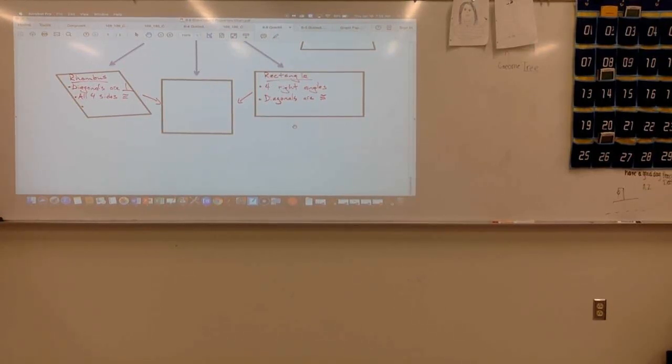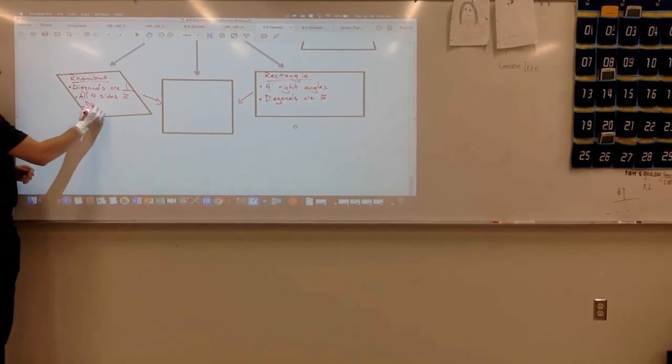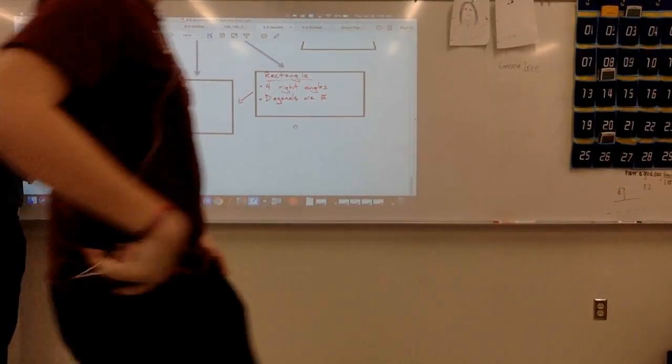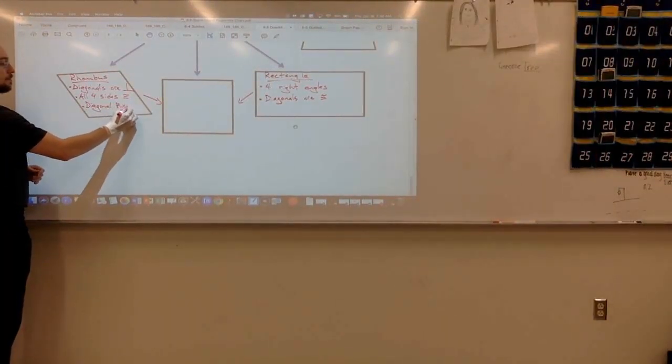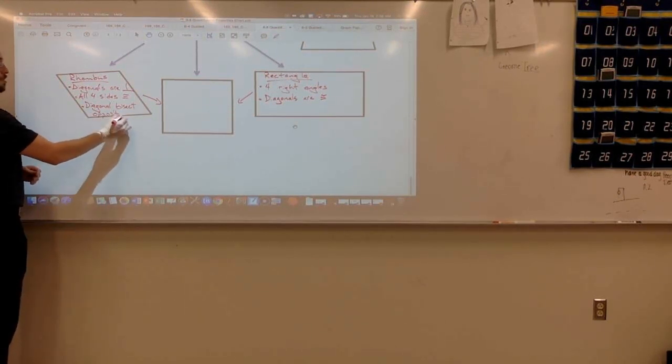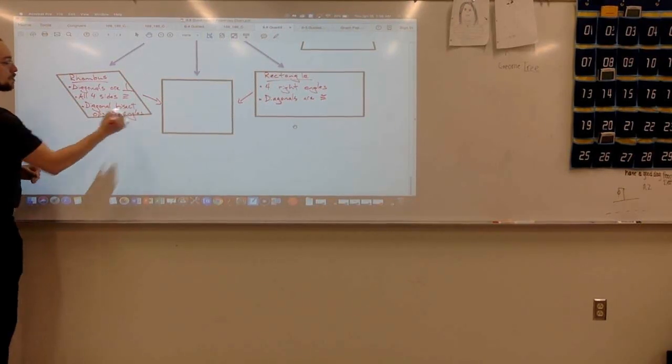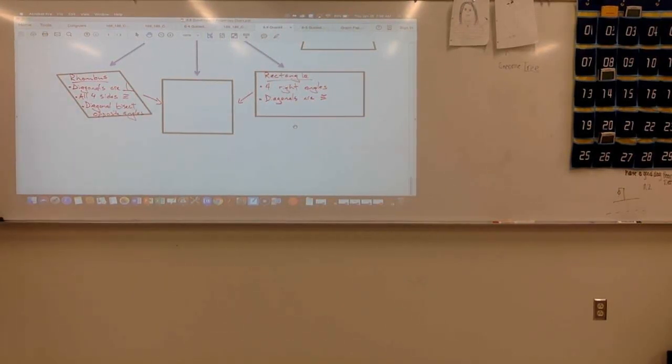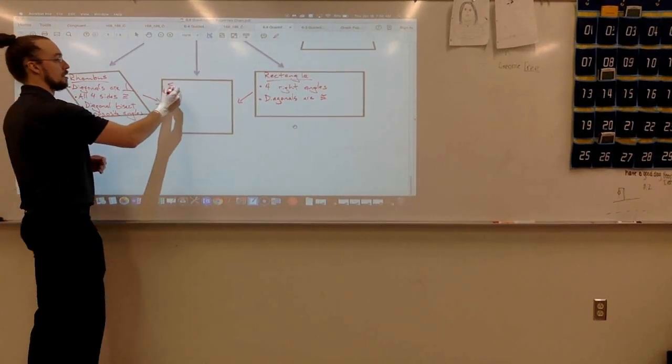Yeah. There's another one where the diagonals did something. The diagonals aren't necessarily the same length in a rhombus. They bisect opposite angles.